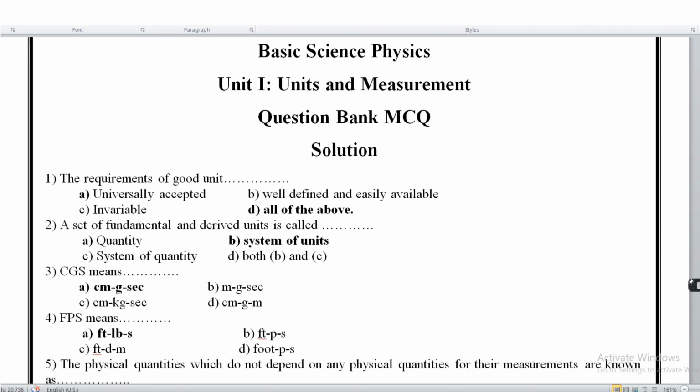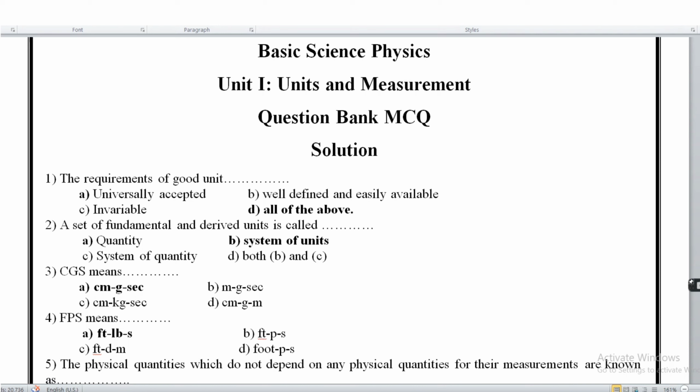It should be universally accepted, well defined, easily available and invariable. That means all of the above. It is the correct option. A set of fundamental and derived units is called what? It is called a system of units.